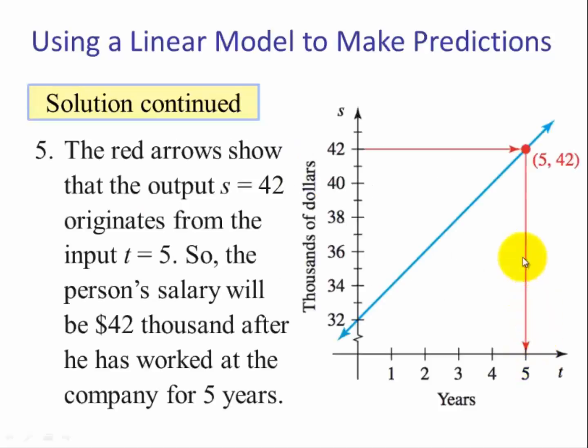Number 5, so using the graph, when S is 42, we can see that that corresponds to T being 5. So what this means in this situation is in 5 years, the person's salary will be $42,000. Now we could also get this from the equation. We didn't have to use the graph, and we could have substituted in 42 for S and solved for T. We won't do this in this video, but it would be a good idea for you to verify.